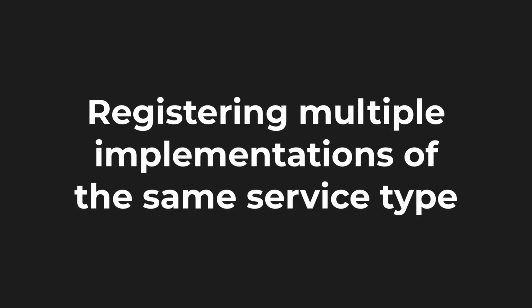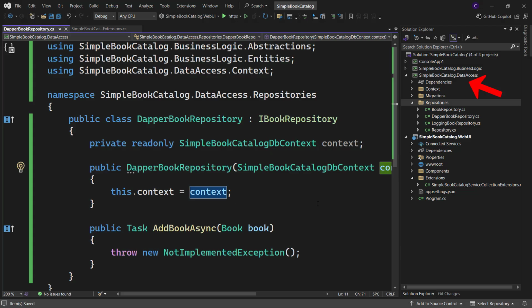In this video, we're going to talk about registering multiple implementations of the same service type. Inside the data access project, in the repositories folder, I have added a new class called DapperBookRepository that implements the IBookRepository abstraction and injects SimpleBookCatalogDbContext into its constructor as well, and it stores it in a private read-only field. The AddBookCasing method simply throws a NotImplementedException.